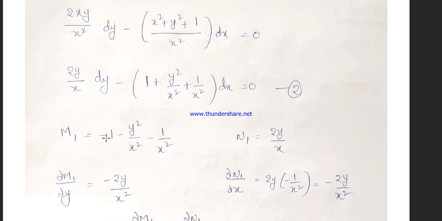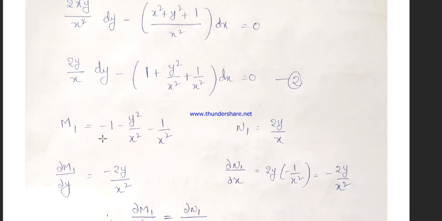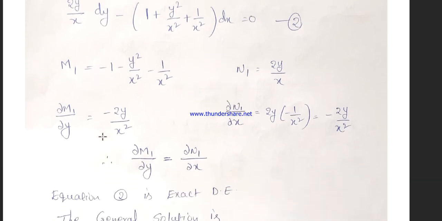Here M1 is equal to minus 1 minus y square by x square minus 1 by x square, and N1 is equal to 2y by x. Now find dou M1 by dou y. With respect to y, the derivative of 1 is 0, 1 by x square derivative is also 0, and for this term minus 1 by x square is constant, y square derivative is 2y. Next going to dou N1 by dou x. Here 2y is constant, 1 by x derivative is minus 1 by x square, that is equal to minus 2y by x square. So dou M1 by dou y equal to dou N1 by dou x.